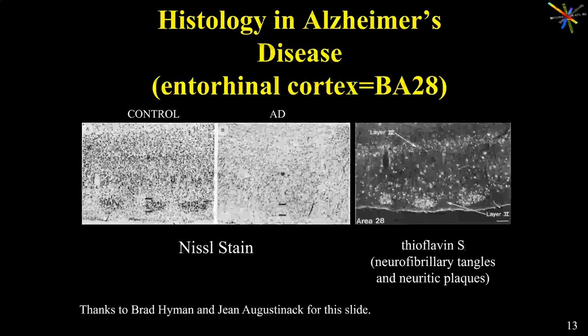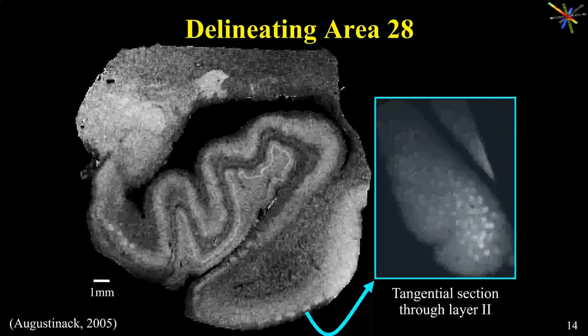Anyway, so one day, like 20 years ago, I was having coffee with Brad Hyman, and Brad was describing this cortical architecture to me and said, you should go looking for this, because he knew we were doing ex vivo imaging. And so we took our 7T scanner. This was like the week of Christmas, 2003 or something.